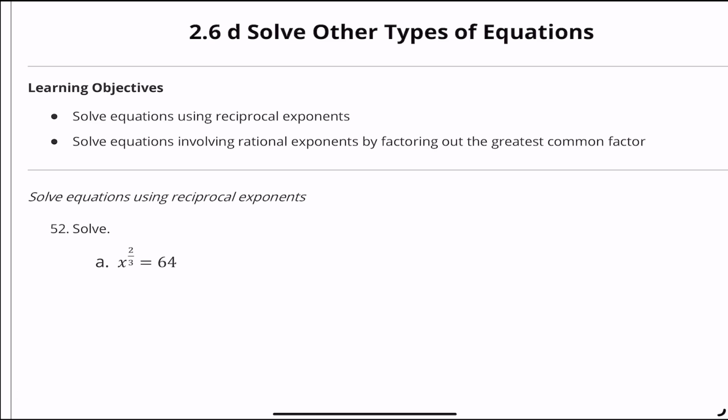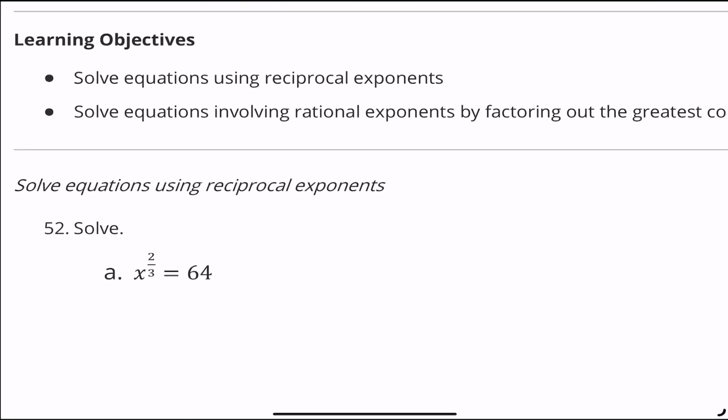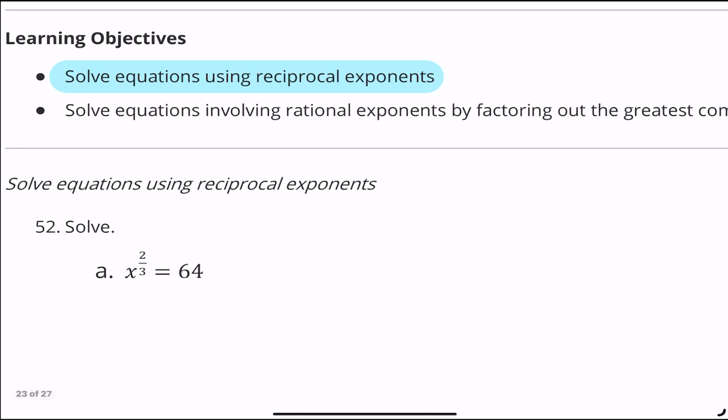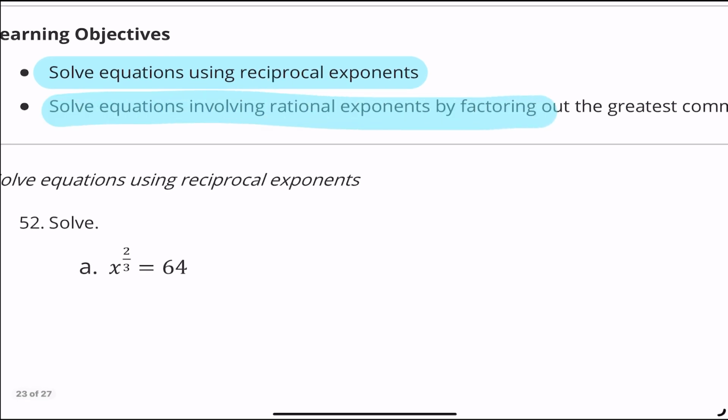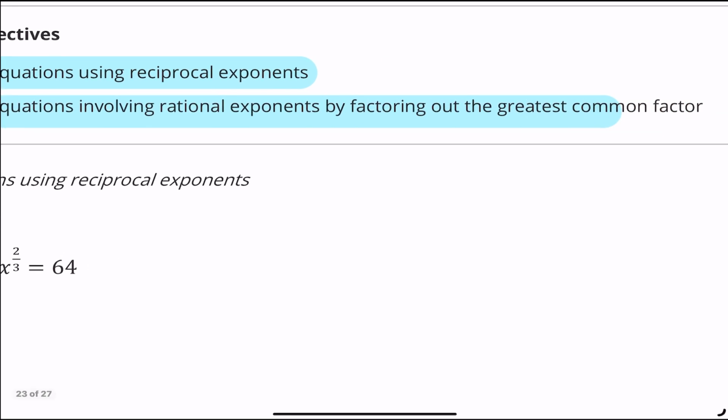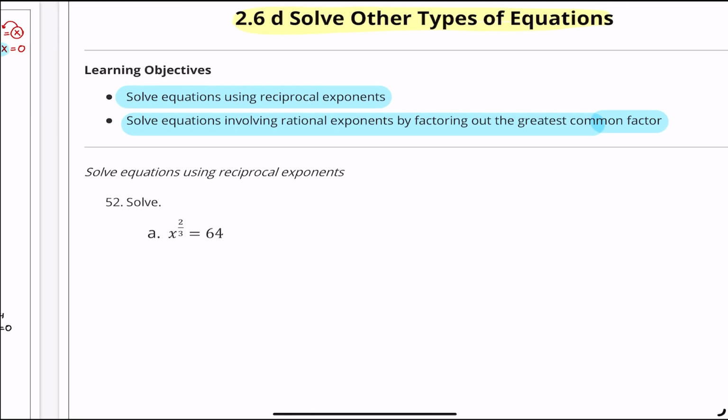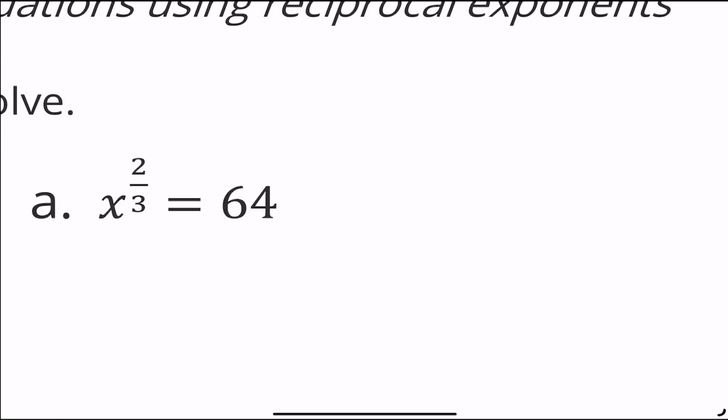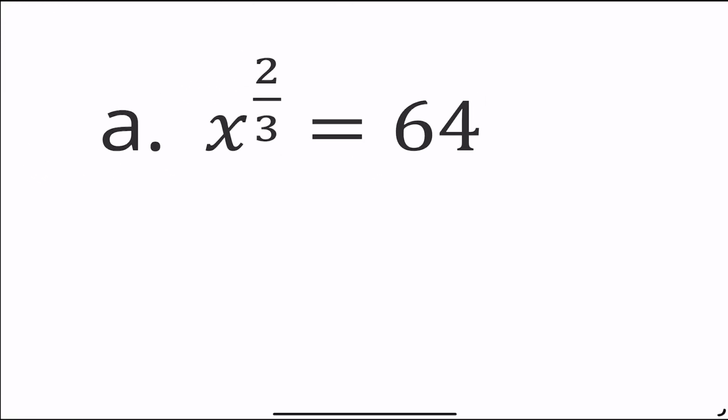Welcome. In this video, you will be learning how to solve other types of equations, meaning equations that are not just radicals or cube roots, but a combination of both. The goal in this chapter is to solve equations using reciprocal exponents, solve equations involving rational exponents, and factoring out the greatest common factor. Let's start with the first one, and let me show you the easiest way to do it.